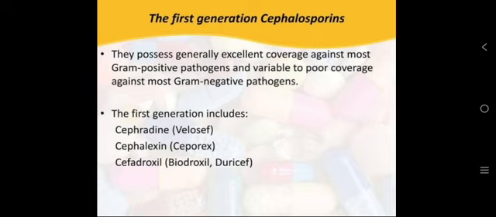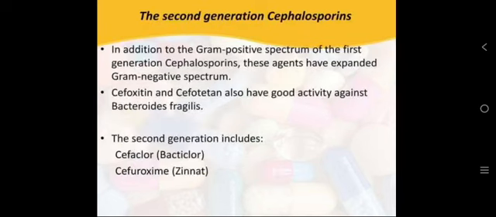First generation cephalosporins. They possess generally excellent coverage against most gram-positive pathogens and variable to poor coverage against most gram-negative pathogens. In second generation cephalosporins, in addition to the gram-positive spectrum of the first generation cephalosporins, these agents have expanded gram-negative spectrum. Example, cefaclor.